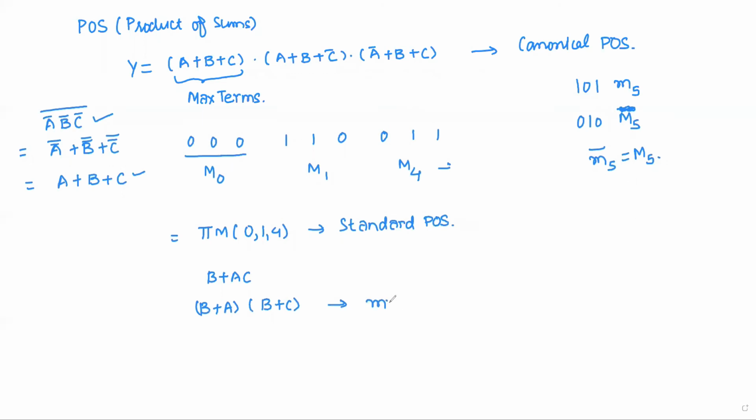So this is the minimal sum of products, and this is the minimal product of sums. So this is how you can write down the various things related to your expression. So an expression can be written in any of the forms in which it is available. So that's all as far as this particular thing is concerned.